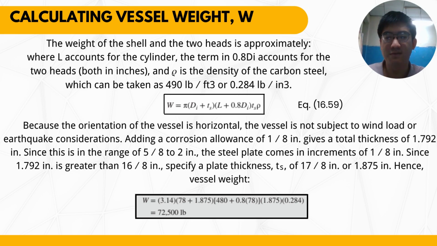Since 1.792 inch is greater than 14/8 inch, we will specify a plate thickness Ts of 15/8 inch or 1.875 inch. Hence, the vessel weight is 72,500 pounds.